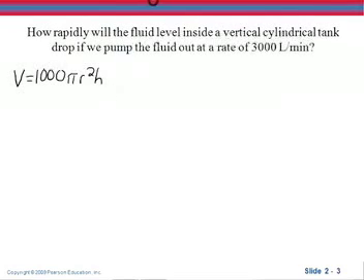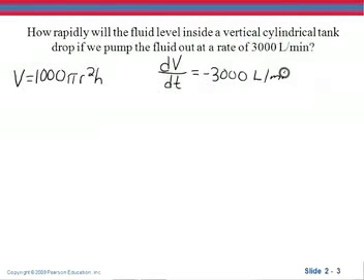But the volume is changing. We're given that information. We're told the change in the volume. The volume is changing with respect to time at a rate of negative 3,000 liters per minute. Now I know that that is our rate of change because it is being pumped out at 3,000 liters per minute. Now what the question asks us for is to find the derivative of our height with respect to time. We want to know how quickly the fluid level, the height, is dropping.